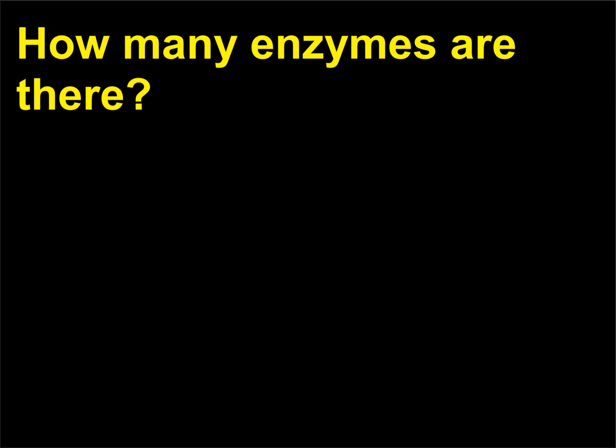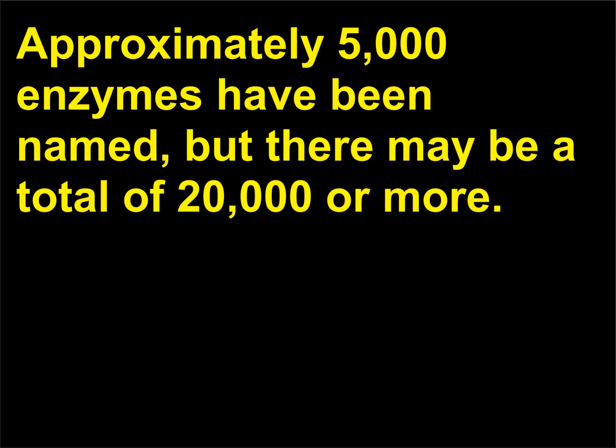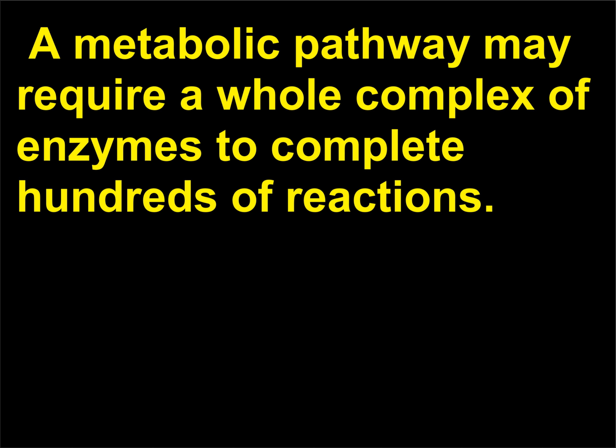How many enzymes are there? Approximately 5,000 enzymes have been named, but there may be a total of 20,000 or more. A metabolic pathway may require a whole complex of enzymes to complete hundreds of reactions.